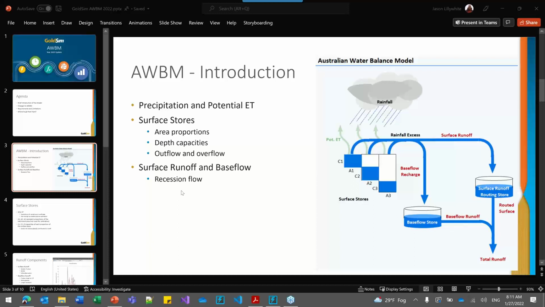Okay, so let's talk about that. The surface stores, that's the next part. So the surface stores is the part of the diagram that you see here with the C1, A1, C2, etc. The Australian water balance model is set up with 3 surface stores. Think of them as essentially just buckets into which rain will fall and fill. They all have different sizes, and when I say sizes, what that means is they are proportioned with the factor of A1, A2, and A3. And again, there are 3 buckets.